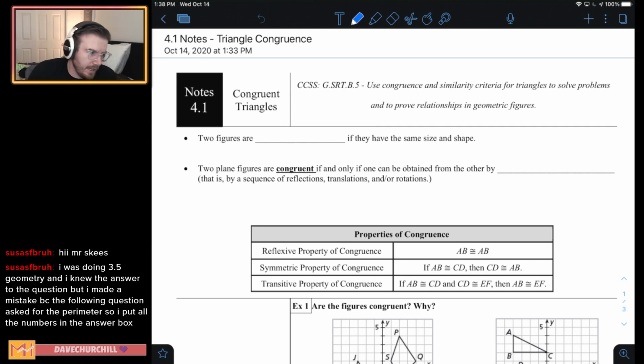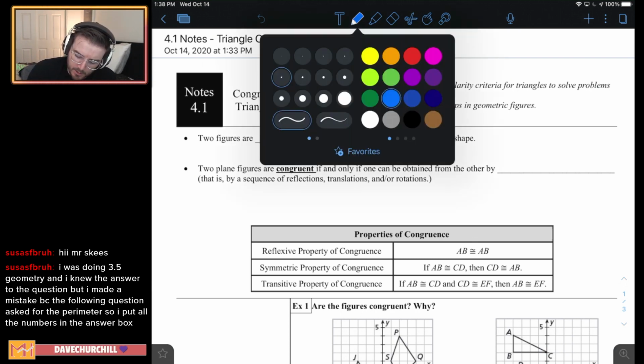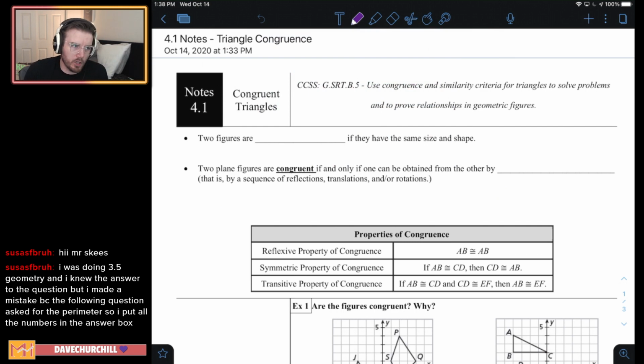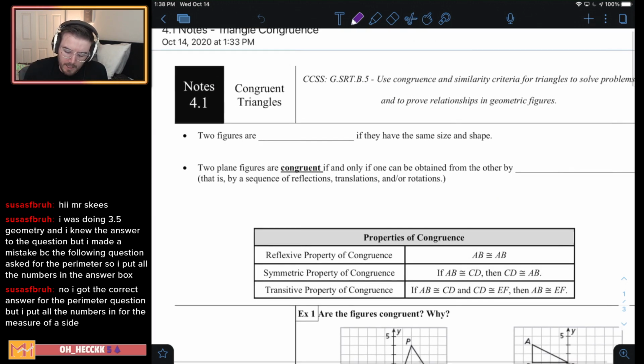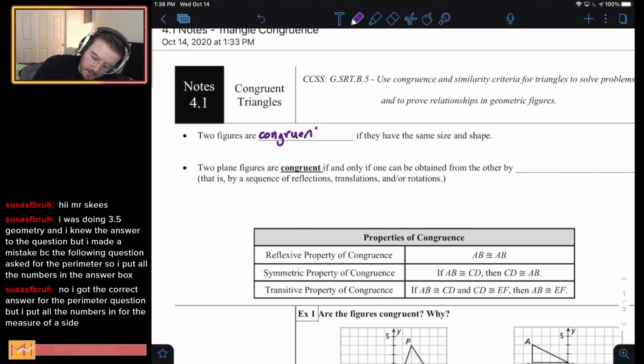We are looking at lesson 4.1, the start of unit 4, the start of looking at congruent figures. So what does the word congruent mean? I've used that word before, kind of assuming that people know what it means. But it means two figures are congruent if they have the same size and shape.